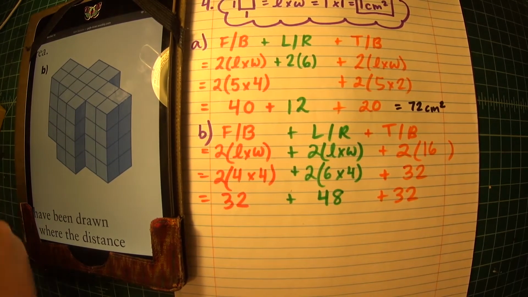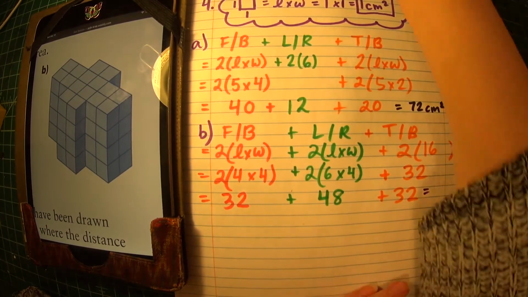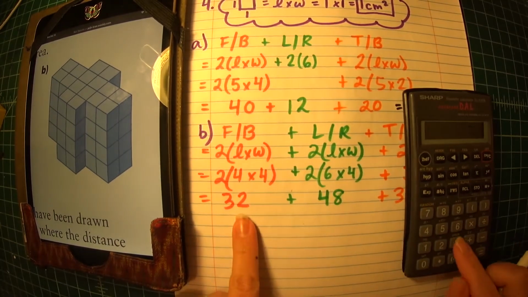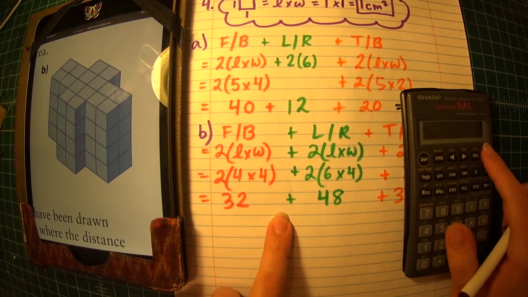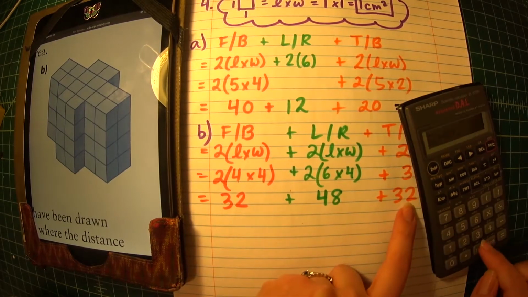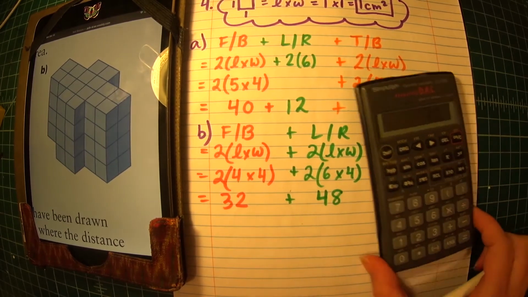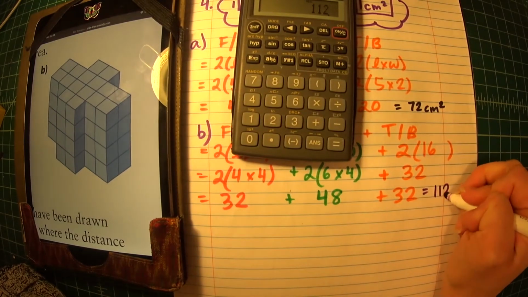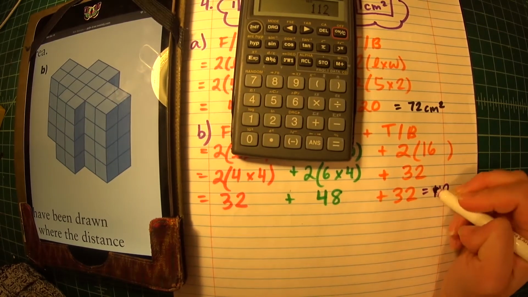So now finally, add all three of those groupings together. 32 plus 48 plus 32 gives me 112 centimeters squared.